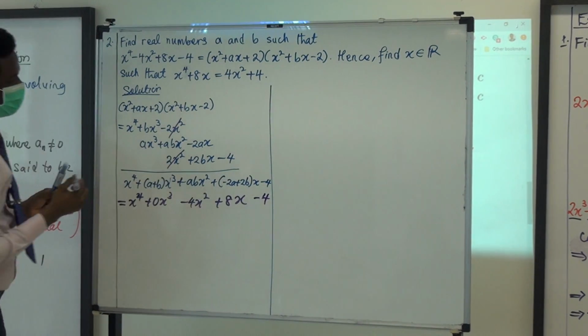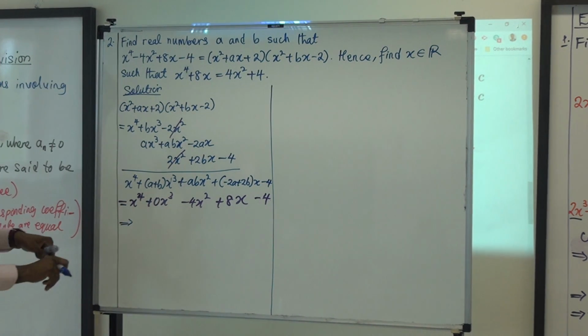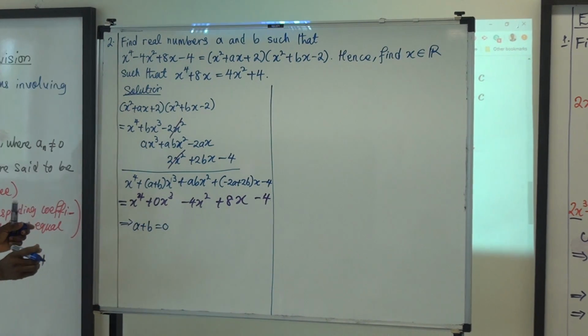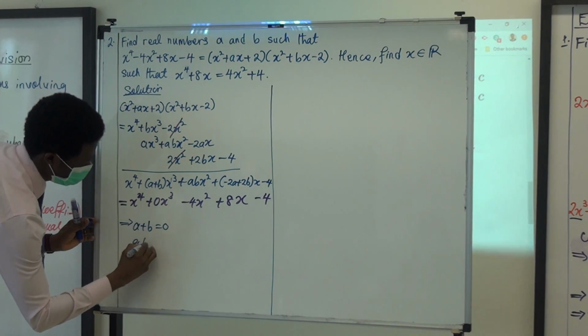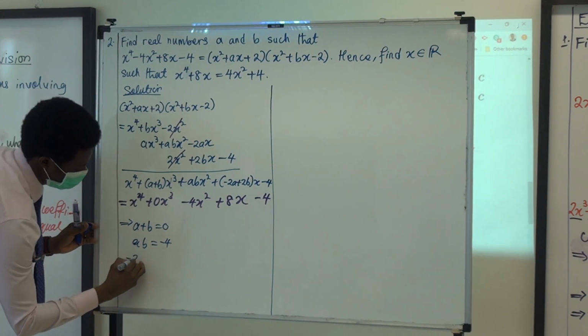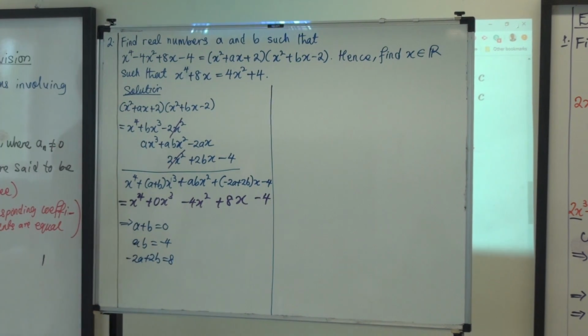Okay, so that's what we have. So if we compare with this, it implies that a plus b will be equal to 0. Just let's bring out the equation. Then we have ab is equal to negative 4. Then we have minus 2a plus 2b is equal to 8. So these are the three equations to be solved.